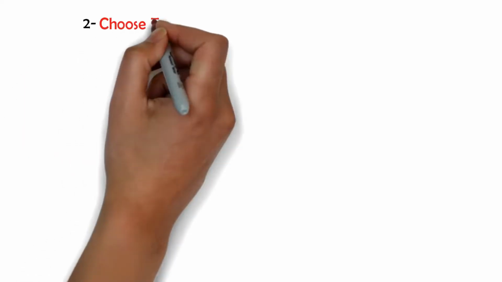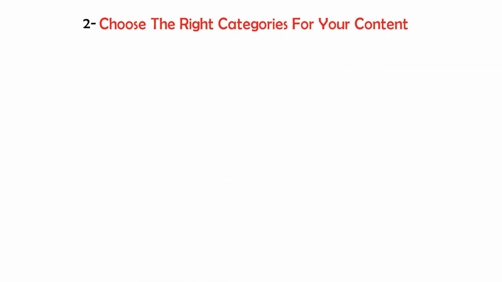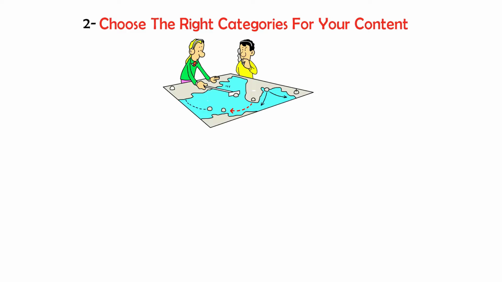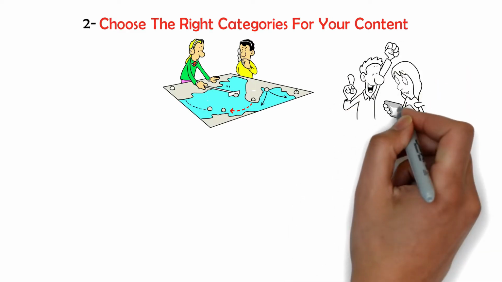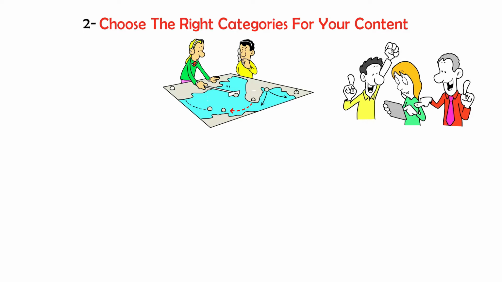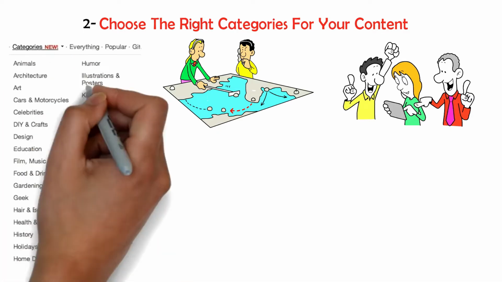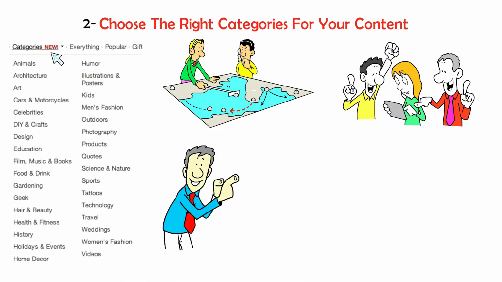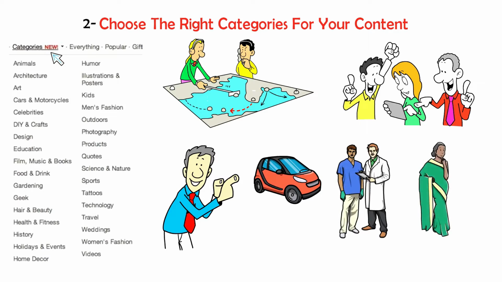Step number 2, choose the right categories for your content. If you choose the correct category for your material to be shared in, your pins and boards will become more searchable for people wanting to find similar content to your business. People can find specific categories on Pinterest. They can go to the Categories section of any profile and take a look at all of the content related to the topic they're trying to find. The most popular Pinterest categories include travel, health and wellness, and beauty.